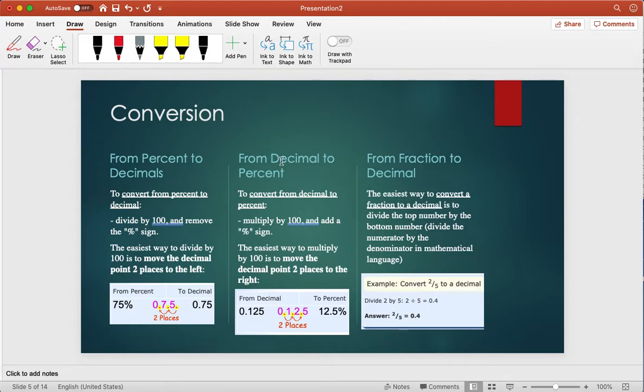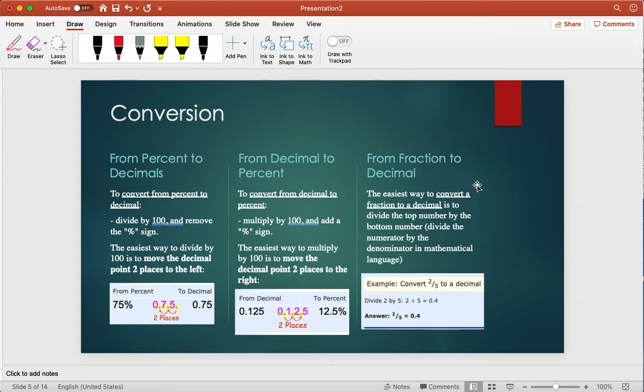From decimal then to percent, you're going to multiply by 100 and add a percent sign, right? It's the exact opposite. So if you have a decimal like 0.125, you're going to multiply it by 100, which means you're moving to the right, and then you're going to add on a percent sign. So that's going to be moving over to the right. It's going to be 12.5%.